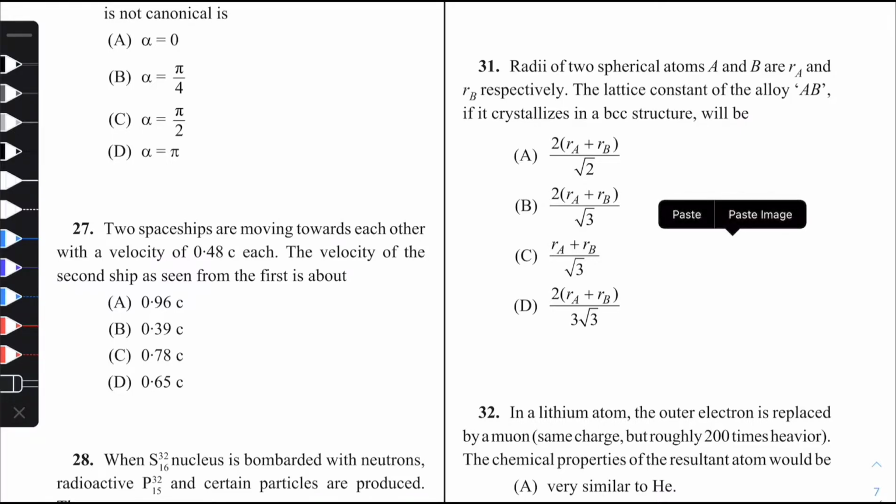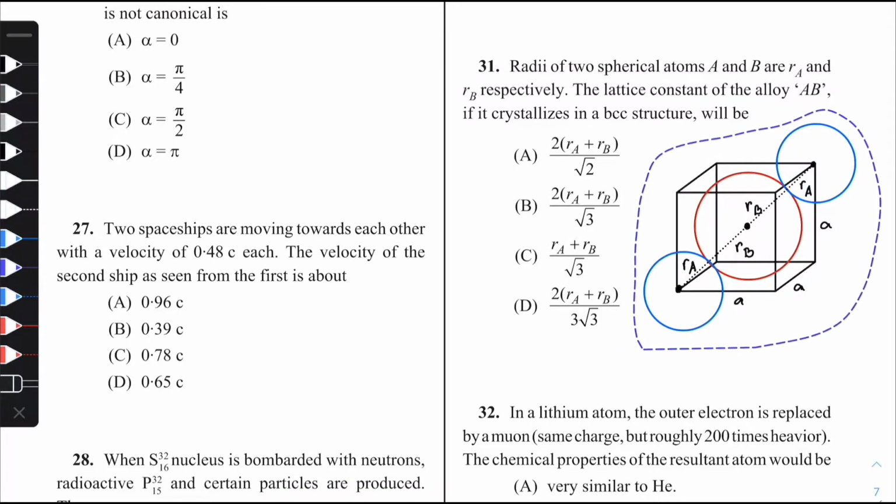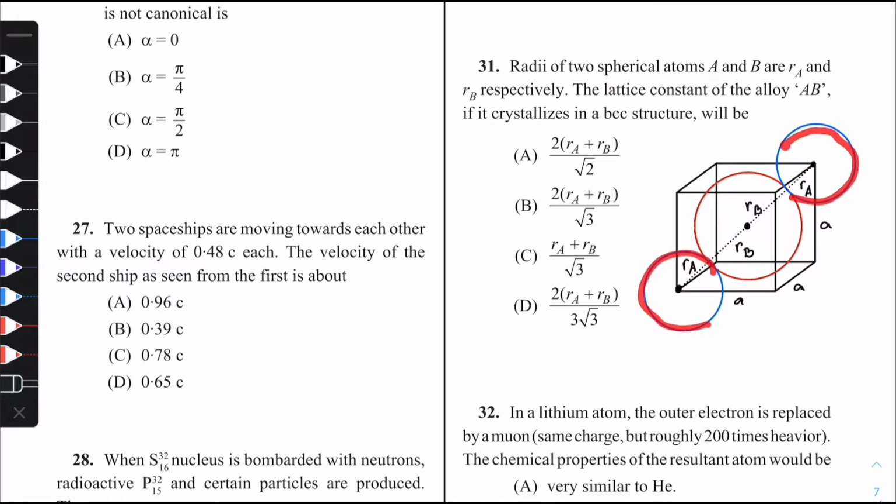So let us remember the BCC structure. In this lattice, each side has length A, and in the BCC structure we have atoms in every corner of the lattice as well as at the center of it. So this atom has radius RA, and this has also the radius RA, and the atom located at the center has radius RB. So now we find the distance of the principal diagonal.